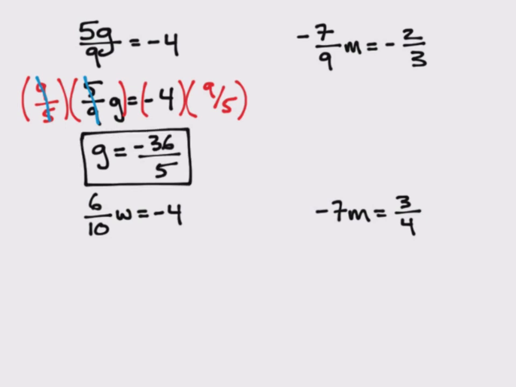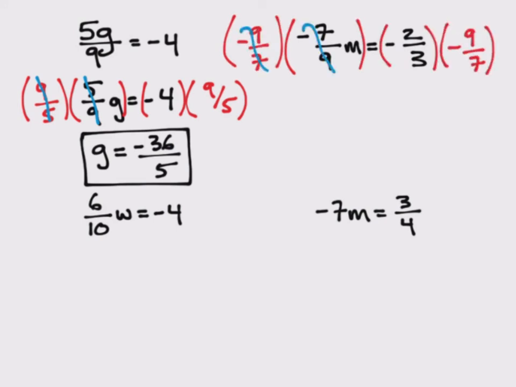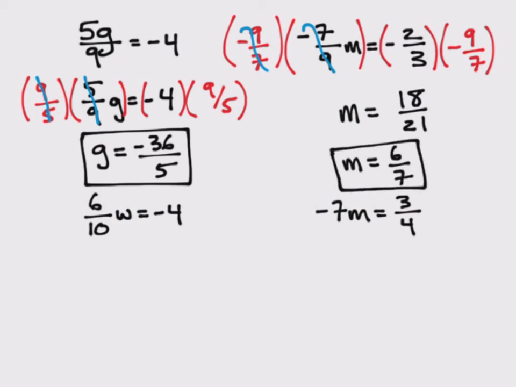For our next example, negative 7/9 m equals negative 2/3. Very similarly to the one we just did, we're going to multiply both sides by the multiplicative inverse of negative 7/9, namely negative 9/7. Negative 9/7 and negative 7/9 multiply to 1. We get m all by itself. M equals 18 over 21, or 6 over 7.